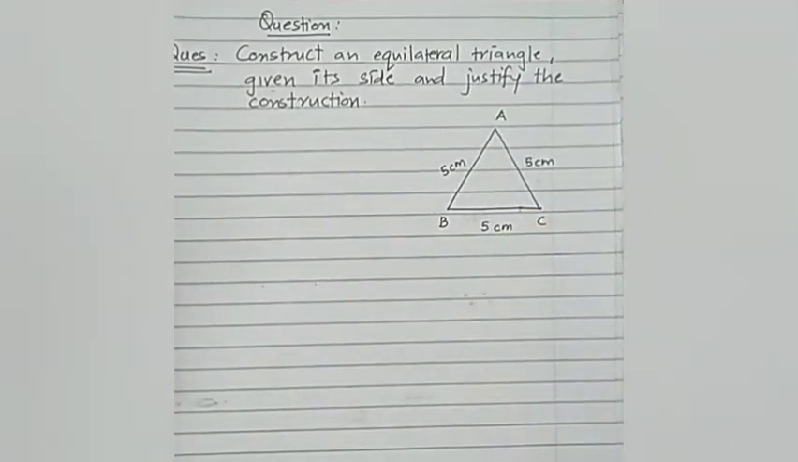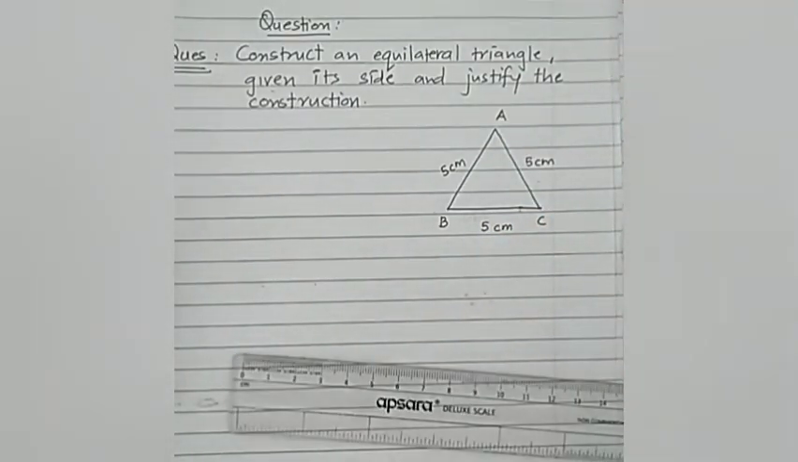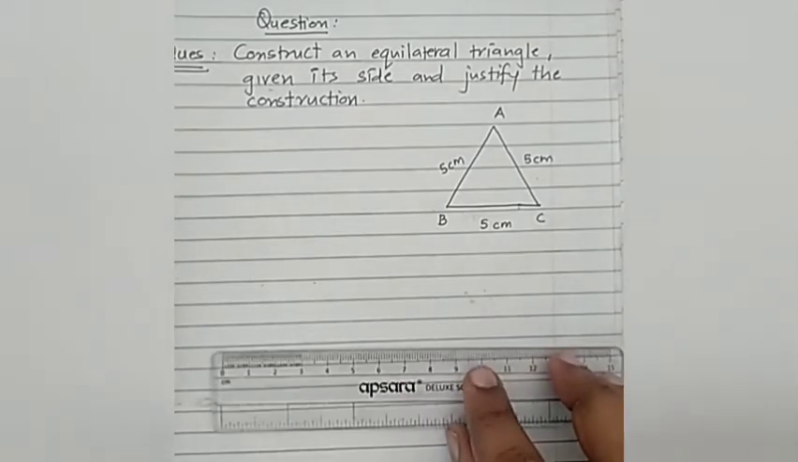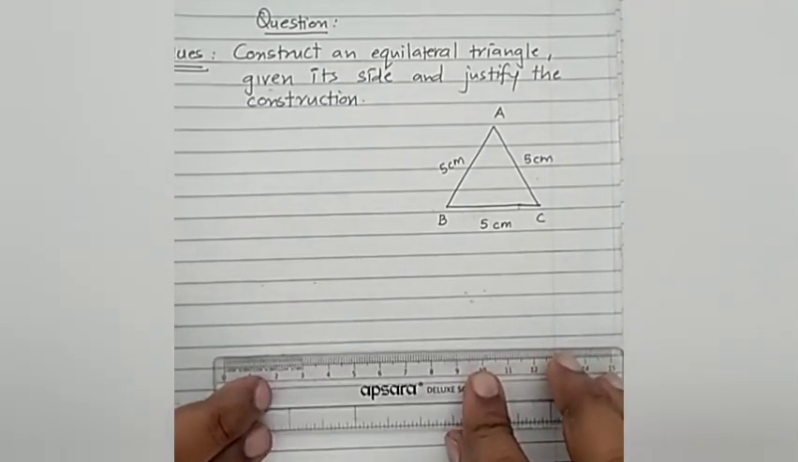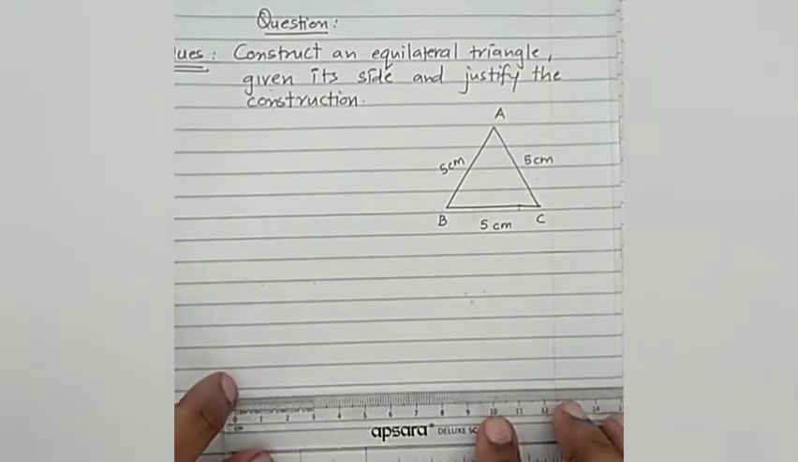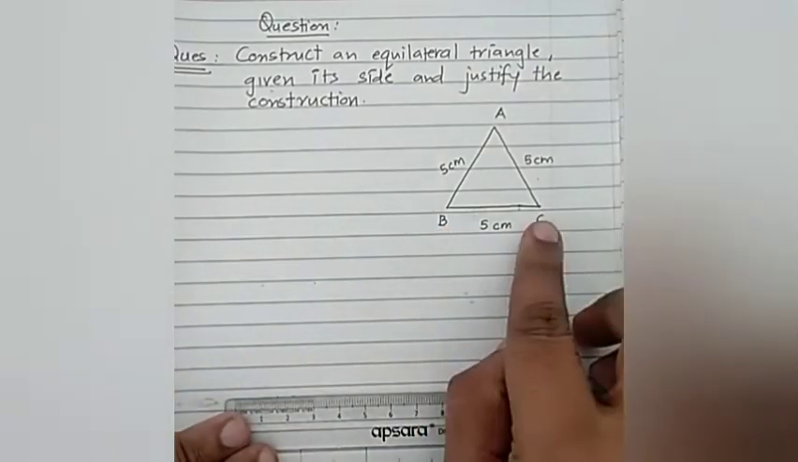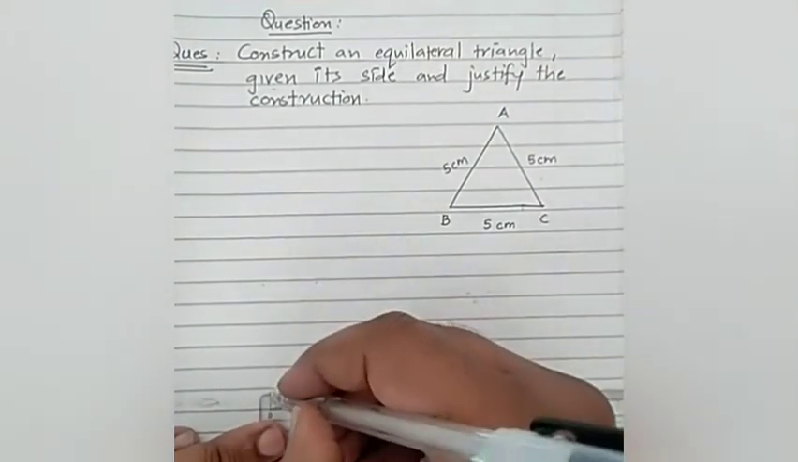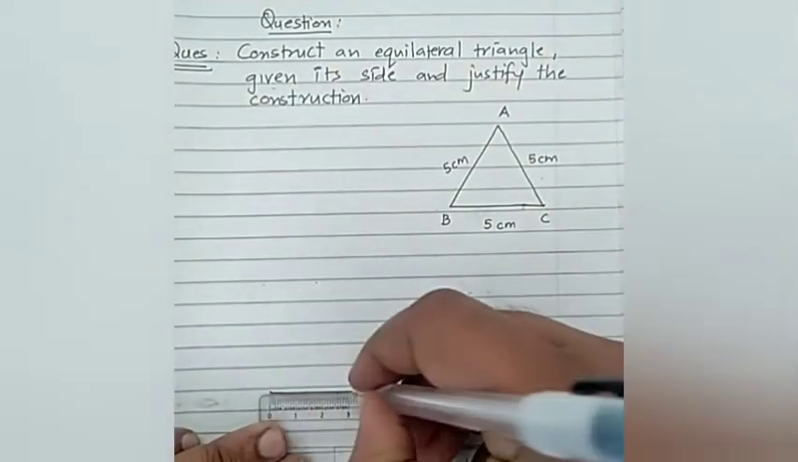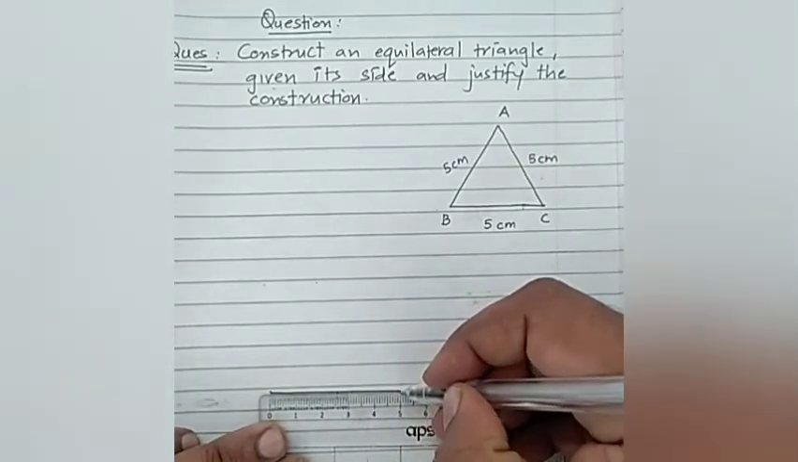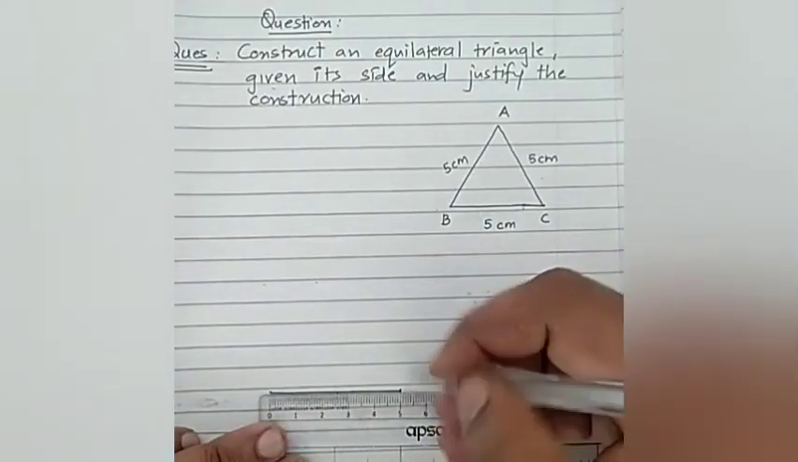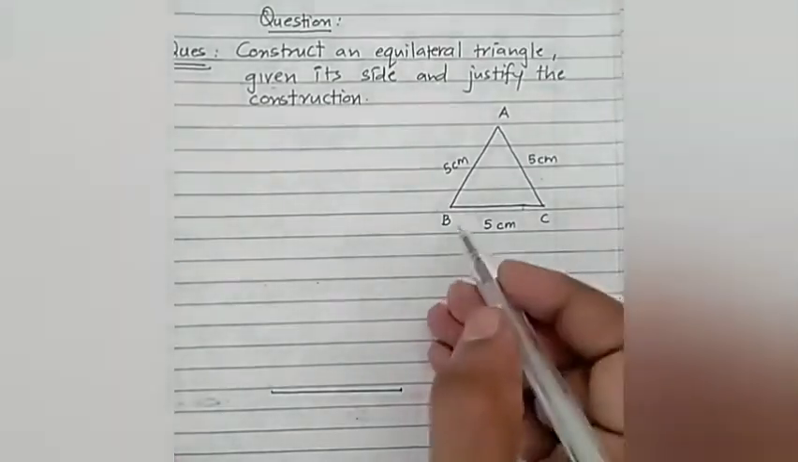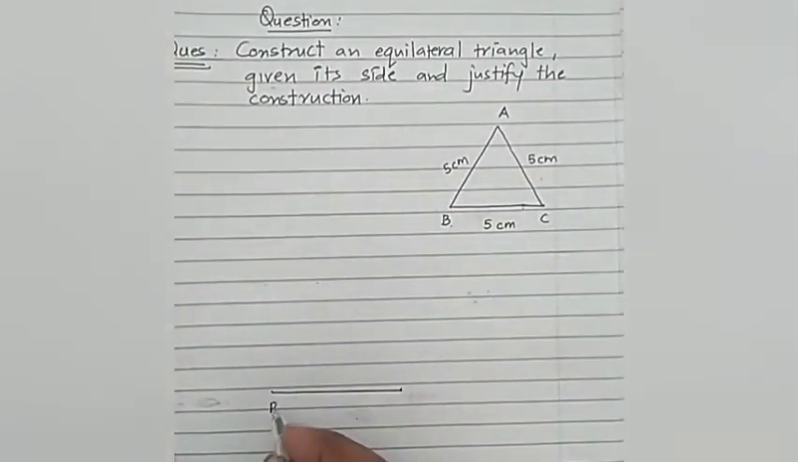Now this is going to be really simple. What I'm going to do is take a scale and first draw a base of length 5 centimeters. That is the base BC. Now I've taken the scale, and I've made a line segment of length 5 centimeters. And what shall I name it? BC. So I've got the base BC.